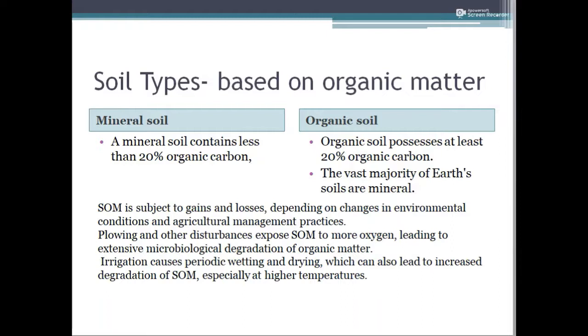Now, why do we have to talk about all this organic matter? Organic matter degradation is the more important way by which the fertility of the soil is improved. If the organic matter does not decay, the fertility of the soil will not be increased.